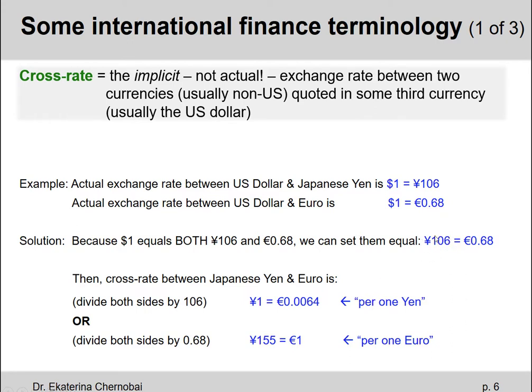So when we divide 106 by 0.68 on the left side, we get 155 yen. And 0.68 of a euro divided by 0.68 gives us mathematically 1. So this is the second expression of the implied exchange rate, or the so-called cross rate between the Japanese yen and the euro. 155 yen equals 1 euro. So it's the amount of yen per 1 euro.